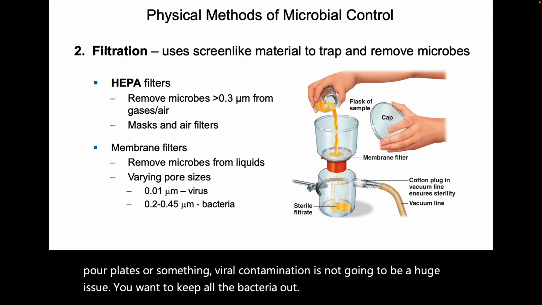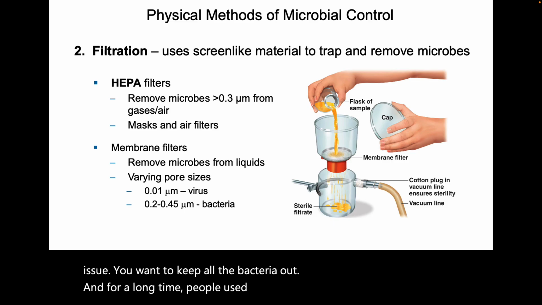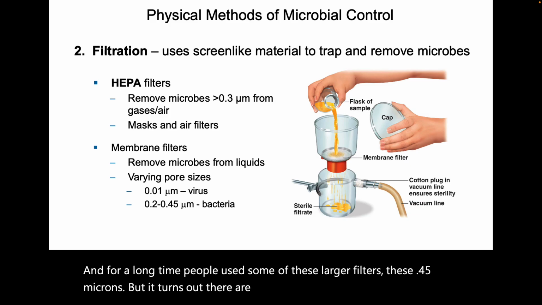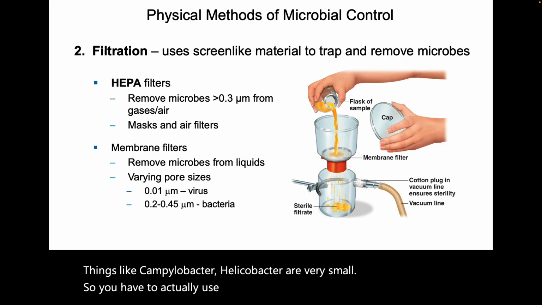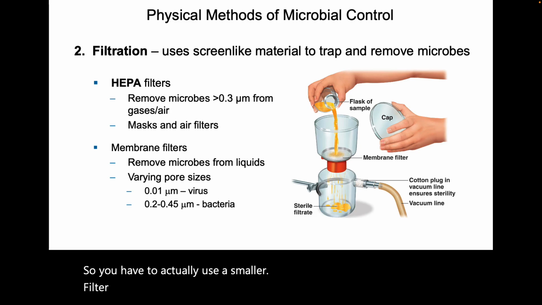And for a long time, people used some of these larger filters, these 0.45 microns. But it turns out there are bacteria that can pass through them. Things like Campylobacter, Helicobacter are very small. So you have to actually use a smaller filter pore if you're trying to filter sterilize. Okay, so again, that's the idea.